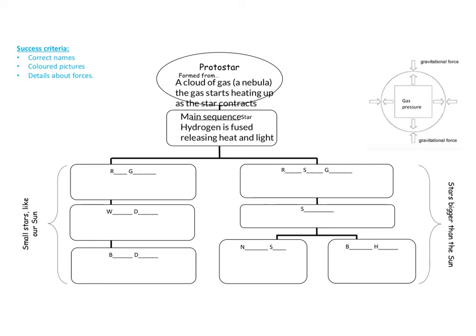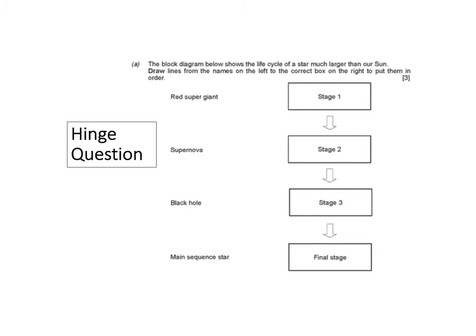If you need any help with that, just pop it in the comment section underneath the assignment. So we've done the first two boxes together. You've got to do the rest of it down there. All right, so a bit of a hinge question for you. Let's find out what you understand from this. So you just need to use the drawing tool and link up those boxes. Press pause while you do that.